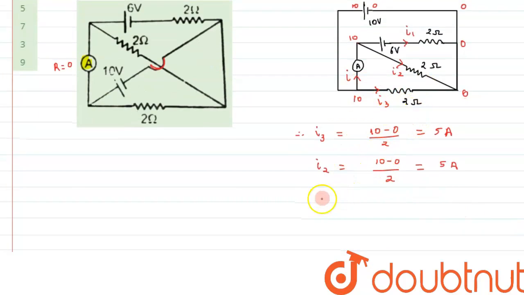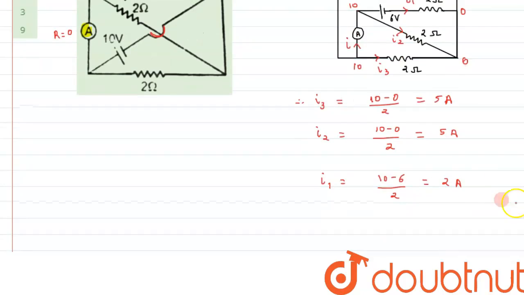And finally we can check the value of I1. For I1 we can say, here it is 10, here there is a drop, so we can say 10 minus 6 divided by 2, and that comes out to be 2 ampere. Alright, so these are the values of current we have calculated.